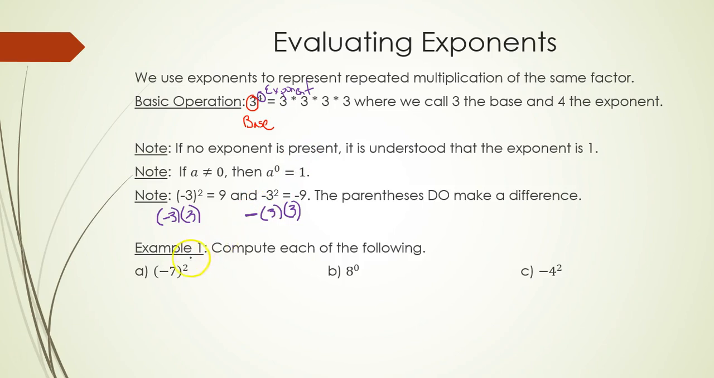In example 1, we'll compute each of the following. Negative 7, all in parentheses, squared. What am I squaring? I'm squaring the negative and the 7. So negative 7 times negative 7 is 49. In part B, I have 8 to the 0 power. Any base to the 0 power is always 1. Part C, I have negative 4 squared. I'm only squaring the 4, so you have your negative sign, 4 times 4, which is negative 16.